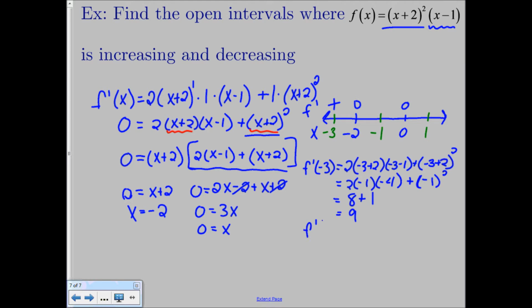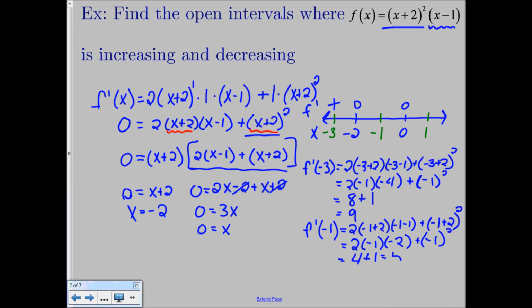So let's do the same thing for f′(−1). There we get 2(−1 + 2)(−1 − 1) + (−1 + 2)², which is equal to 2(1)(−2) + 1², which is equal to 4 + 1, or 5. So again, we have a positive derivative.